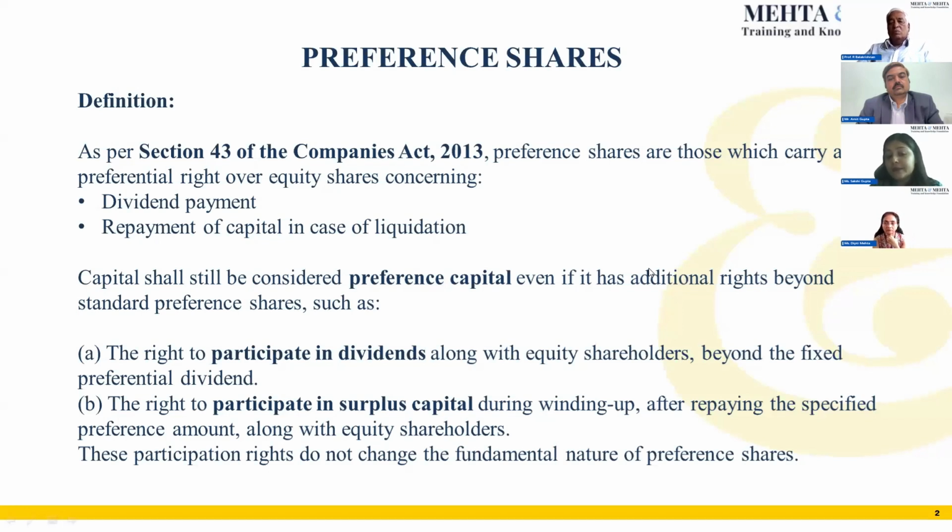They can participate in the dividends along with the equity shareholders beyond their preferential dividend. Preference holders can participate in the surplus capital of the company during winding up after repaying their capital. However, preference holders do not hold the voting rights in the company. In certain situations, they get the voting rights, but generally, the major difference between the equity shareholders and the preference shareholders is that they do not hold the basic voting rights in the company.